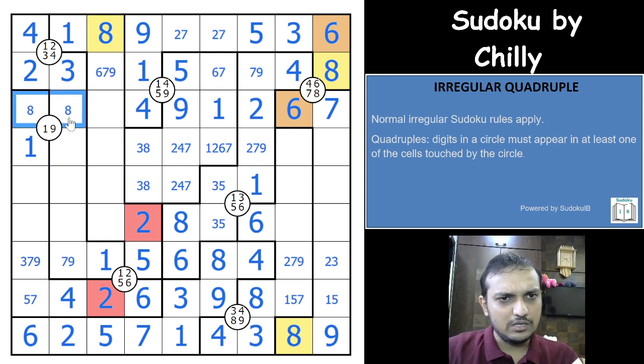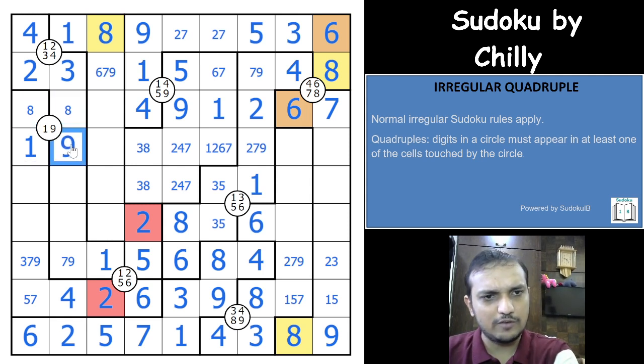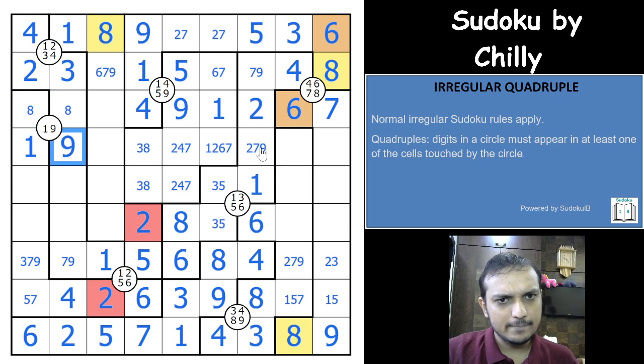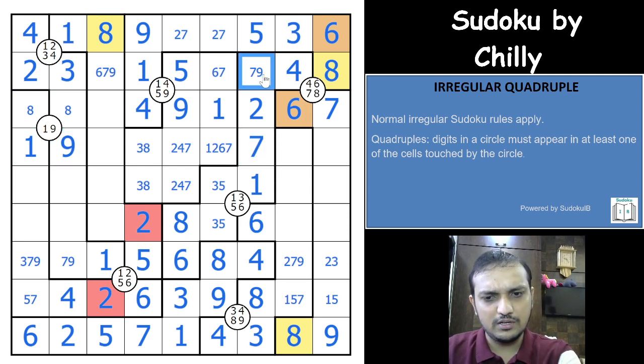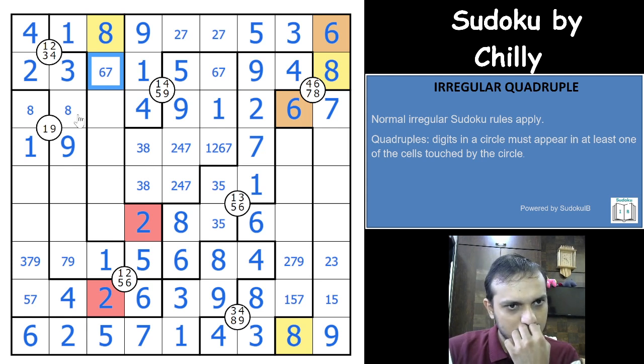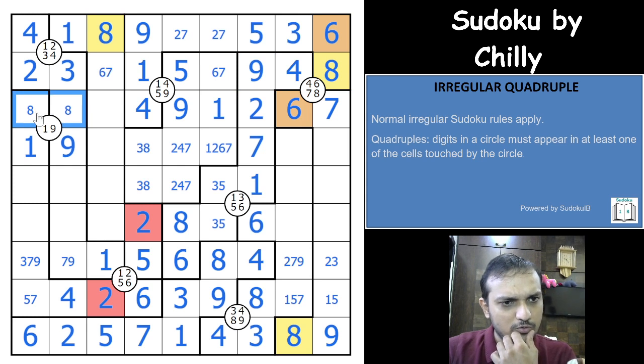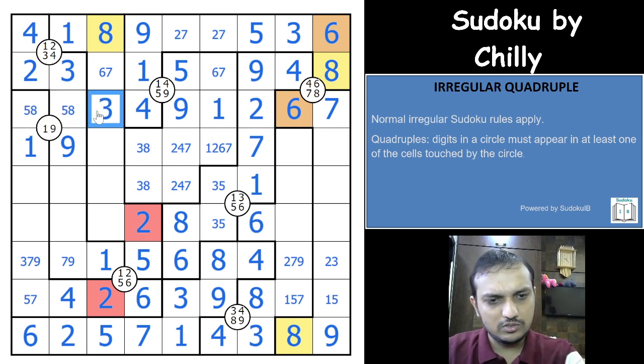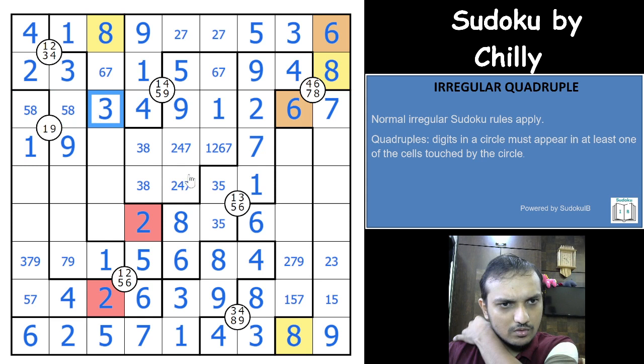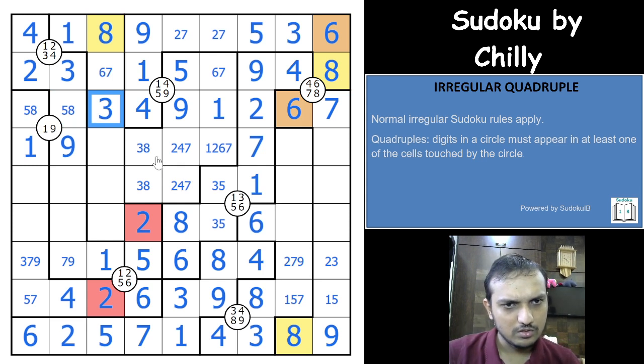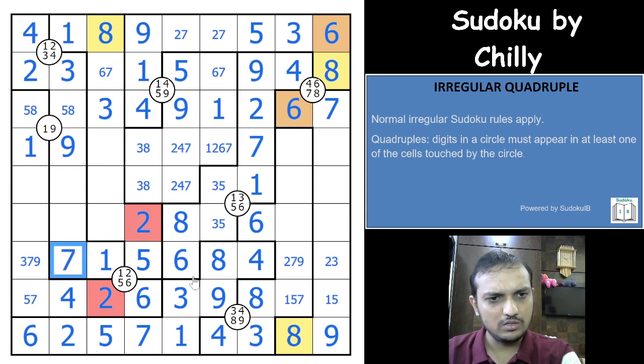Oh, 9 cannot be here. So in these 4 cells there has to be a 9. It cannot be here. This cell would have to be a 9. 9 to this is 7, 9. 3 and a 5. 5 cannot be here, so 5 would have to be here. This cell is a 3. This gives you a 7 here.